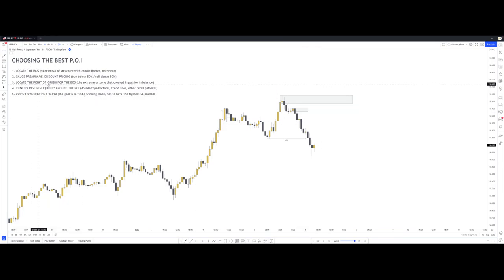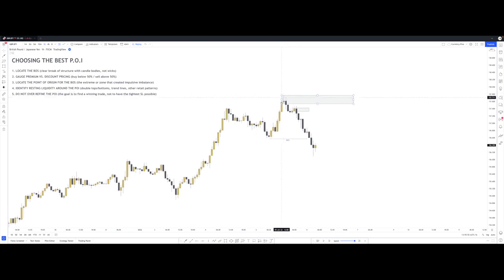So step number 3, locate the point of origin for the break of structure, the extreme or the zone that created impulsive imbalance. So this is for sure the extreme. It's the absolute last point in price before the trade idea would be invalidated. So if price went like this and surpassed it, well then we'd be continuing the bullish order flow because this is the recent highest high. And if that gets broken, we would be looking for bullish continuation instead. So this is the last point in price where our trade idea would be valid. So that is the extreme.